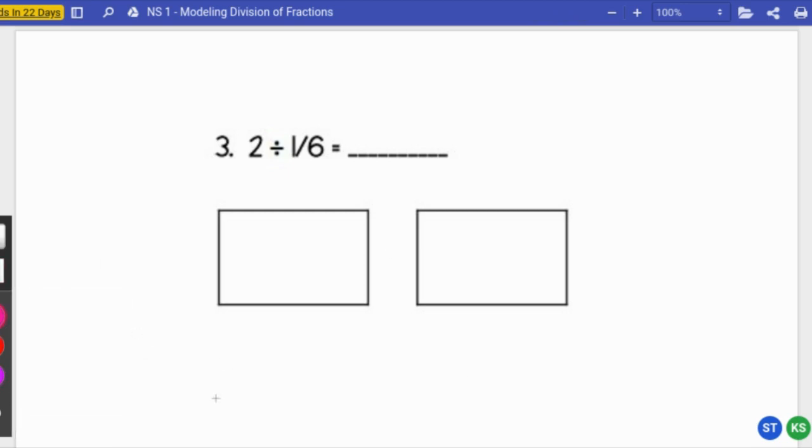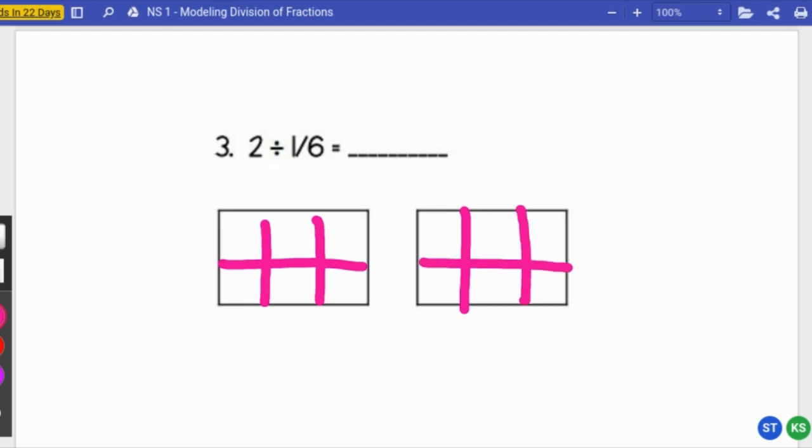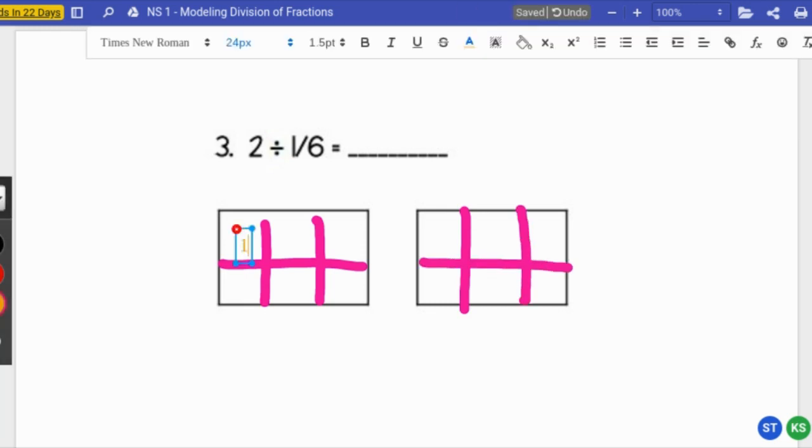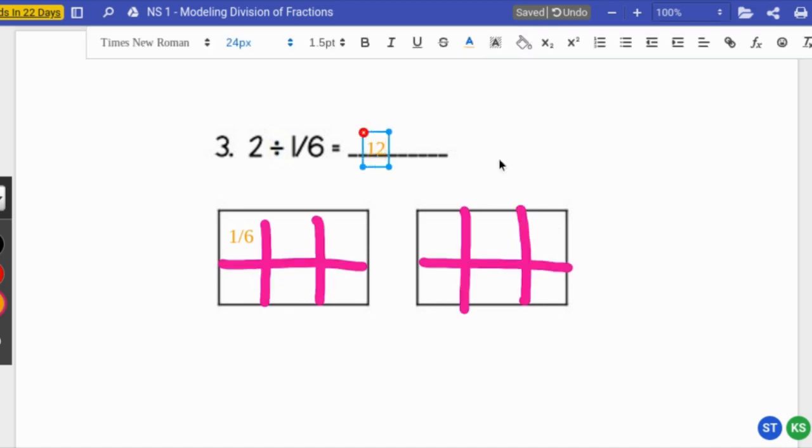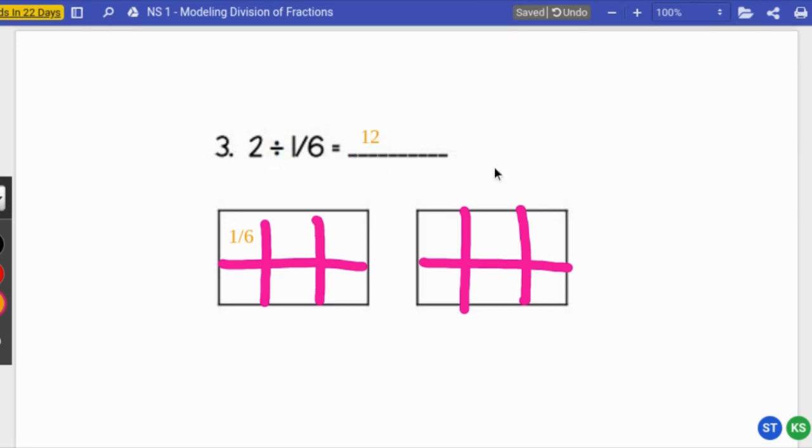Okay, so I have my 2 rectangles. I'm going to divide each of those into 6. And to avoid having to make too many straight lines, I'm going to do a 3 by 2. So I'm going to divide it into thirds one way and halves going the other way, so that each of these right here is a 1/6 piece of the whole. And then I'm going to count up how many 1/6s I have. So there's 1, 2, 3, 4, 5, 6, 7, 8, 9, 10, 11, 12. There are 12 1/6s in 2. So the correct answer is 12.